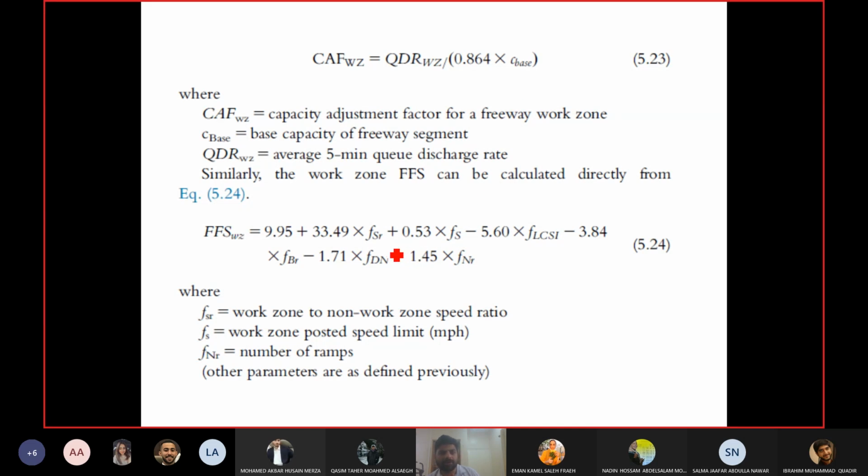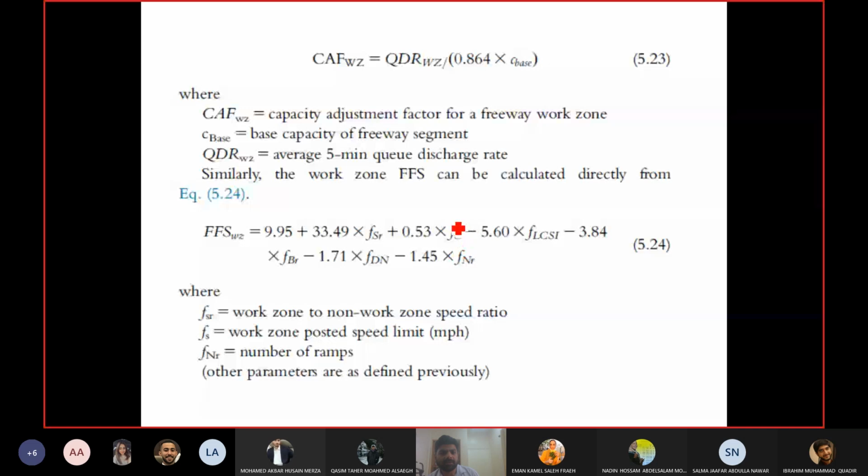Okay, and if you want to find out the speed adjustment factor, this is the equation. FSR means the ratio of the speed limit in the work zone area and the speed limit in the non-work zone area. So if the speed limit is not changed because of the work zone, this ratio will become 1.